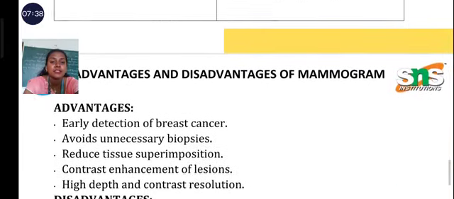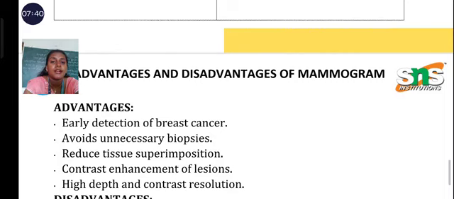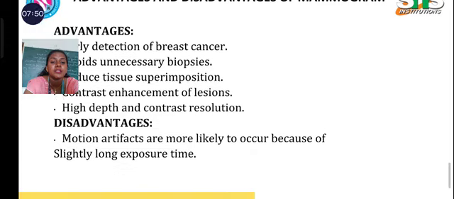Advantages and disadvantages of mammogram. Advantages: early detection of breast cancer, avoids unnecessary biopsies, reduces tissue superimposition, contrast enhancement of lesion, high depth and contrast resolution. Disadvantages: motion artifacts are more likely to occur because of the slightly long exposure time.